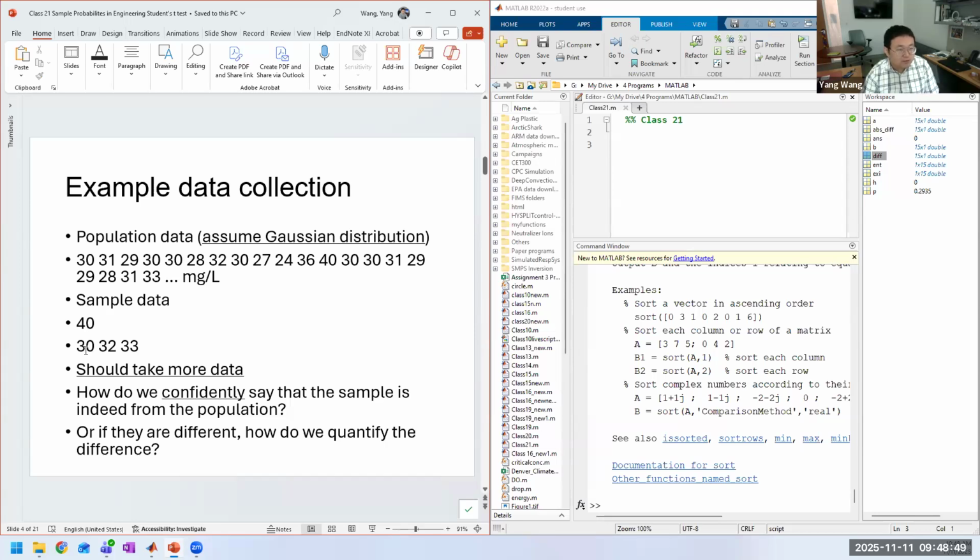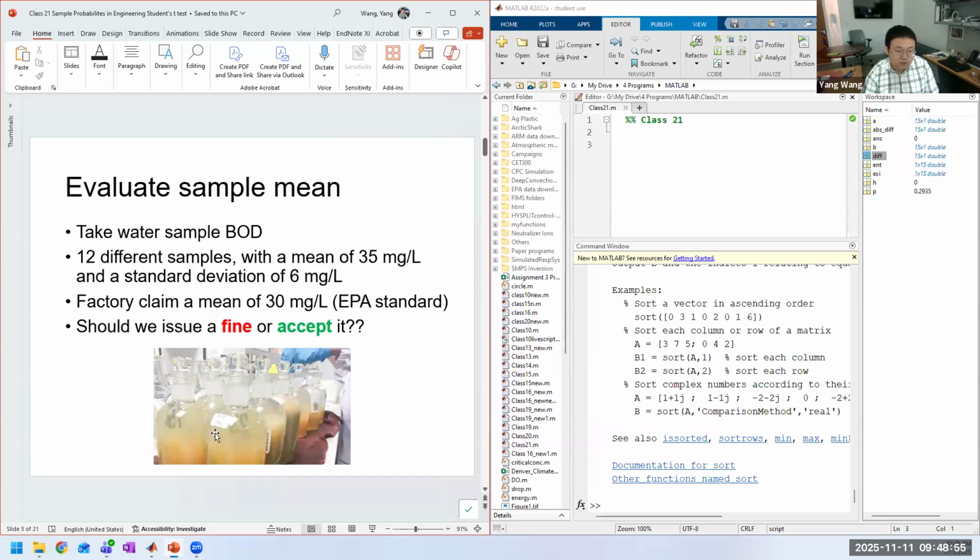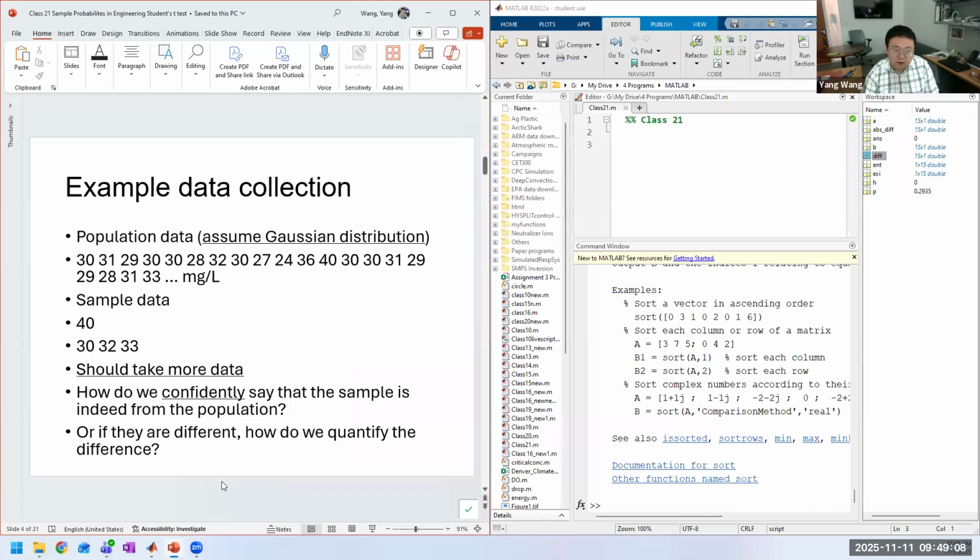But is there a limit, right? So should we take, let's say, 100 samples or 1,000 samples, right? Because we know that the more samples we take, the more effort we're going to put in, right? And we know that the BOD measurement is not easy. It is quite labor intensive. And definitely we shouldn't be taking 1,000 samples, right? So then here comes the question.